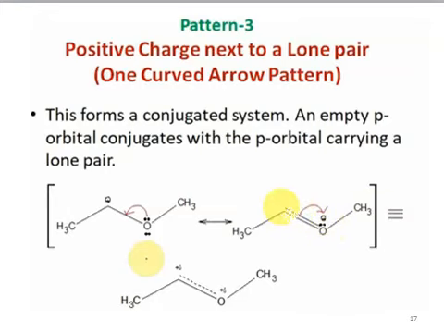So this is a form of conjugated system, and the empty p orbital of this positively charged carbon conjugates with the p orbital carrying the lone pair. Always remember that whenever you have a lone pair, a positive charge, a negative charge, or a free radical, that always resides in a p orbital. Since we have a p orbital here, this positive charge is residing in the p orbital. Similarly, this lone pair is also residing in a p orbital.